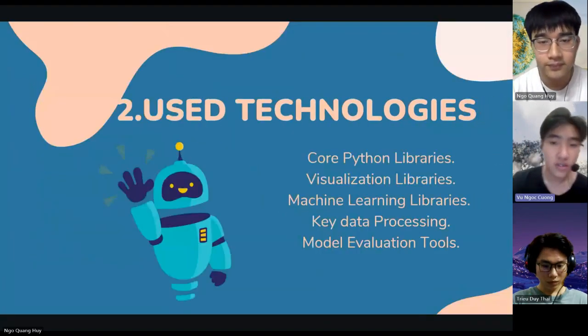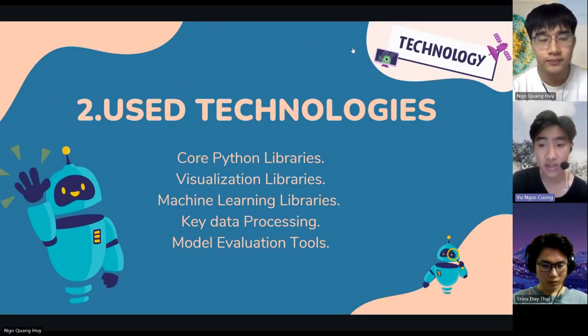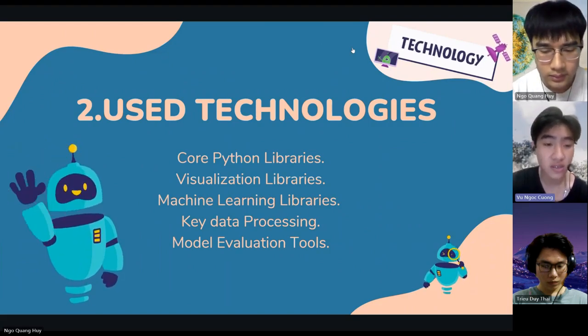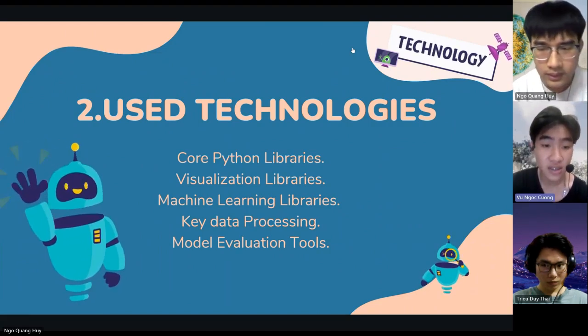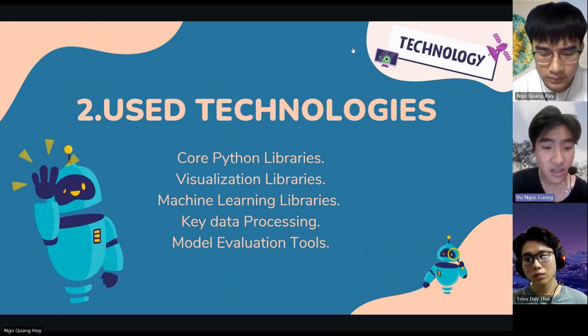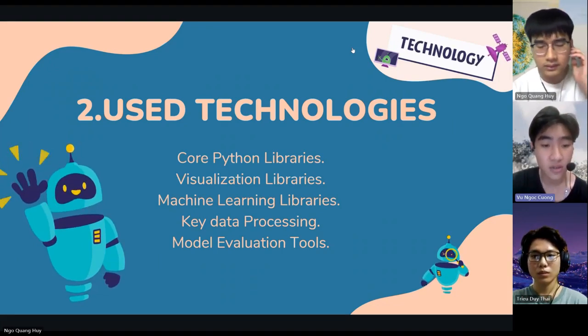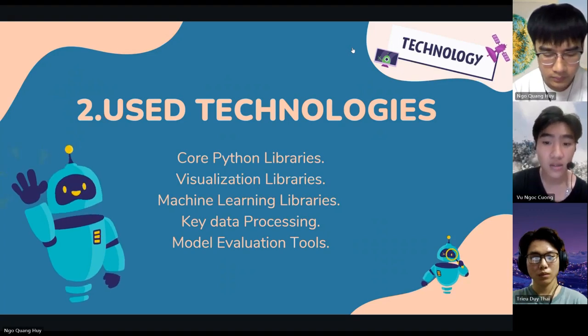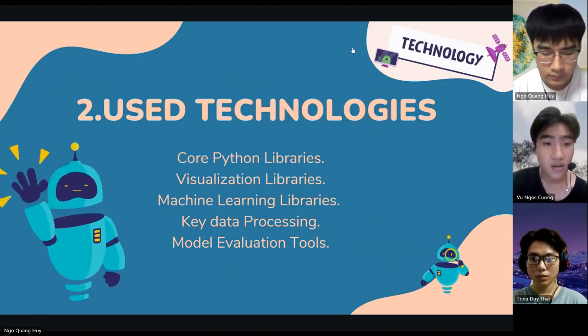Okay, so moving on to the next part regarding the technologies used in the project, we have 5 main points to cover, which are core Python libraries, visualization libraries, machine learning libraries, key data processing, and model evaluation tools. So now let's come to the first point, the core Python libraries.